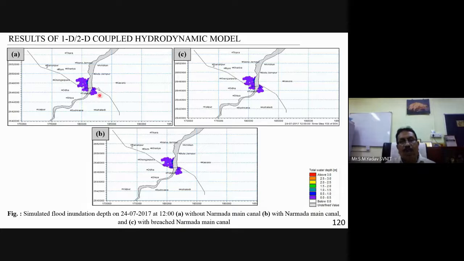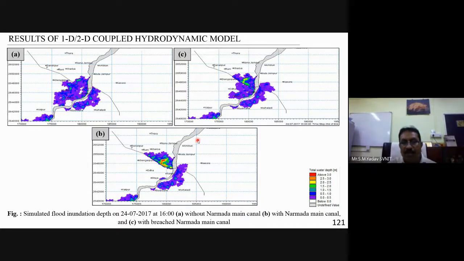So how the water has spread if there is no main canal, when the canal is considered, and when the canal is breached, how the water is moving, that is shown in pictures A, B and C that we have studied. This is again without Narmada Main Canal, with Narmada Main Canal, but this is at 16 hours.